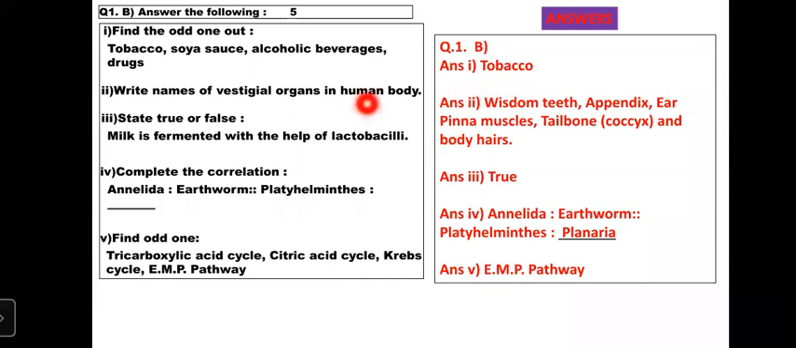Okay, second question: write names of vestigial organs in the human body. Now you know various examples are there. It is for 1 mark, so at least 2 examples are expected. But if you know more, go for more. Answer 2. Which are the vestigial organs? Wisdom teeth, appendix, ear pinna, muscles of your ear pinna, tailbone, also called coccyx, and body hairs. These are the organs considered to be vestigial for humans.